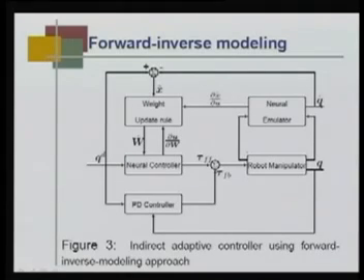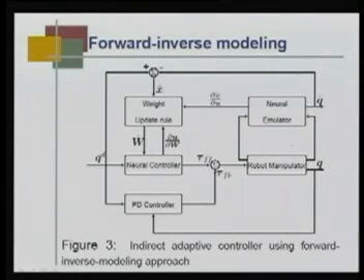So, here the first type of indirect adaptive control scheme we will be discussing today is called forward inverse modeling. This is also indirect adaptive control, but the principle is forward inverse modeling. I will explain the meaning of forward inverse modeling. This is our robot manipulator, and this robot manipulator has a neural emulator. We have already discussed a lot about what a neural emulator is.